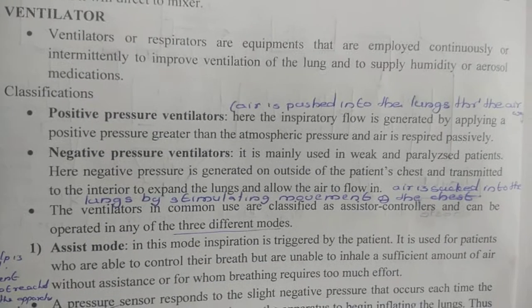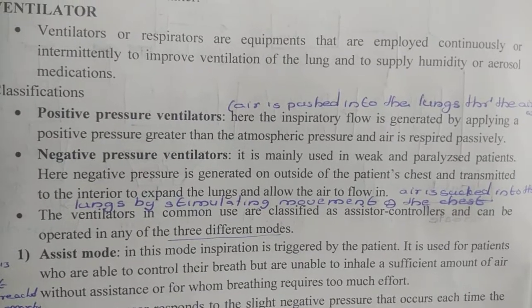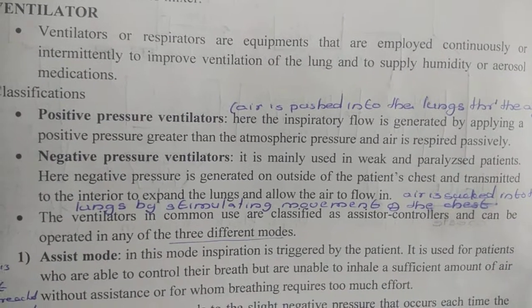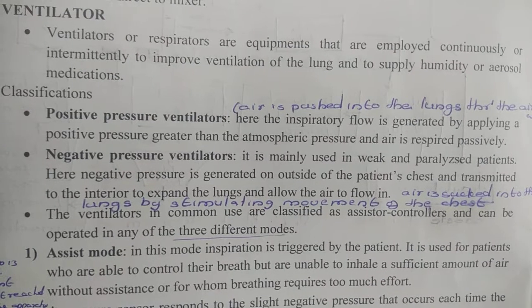The negative pressure ventilator is mainly used in weak and paralyzed patients. Here, the air is sucked into the lungs by a stimulating movement of the chest. That is, when the patient is really dependent, then the negative pressure ventilator is used.